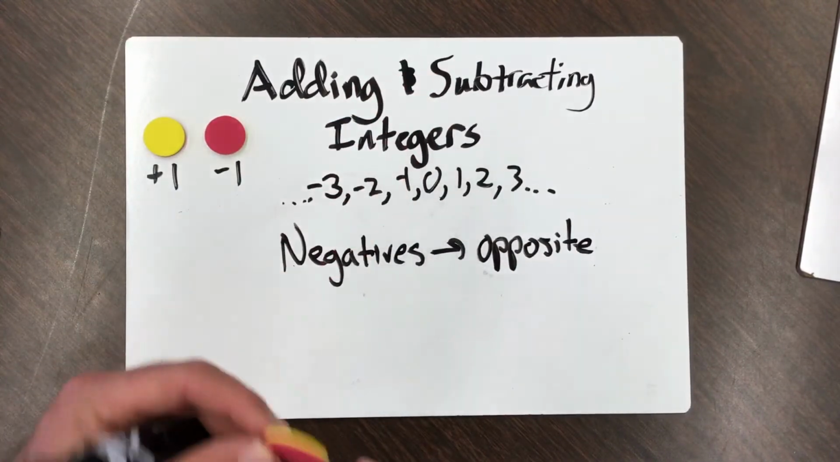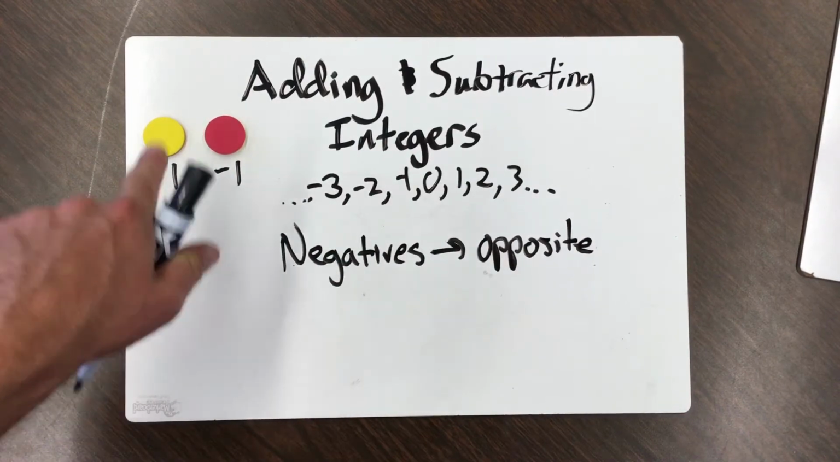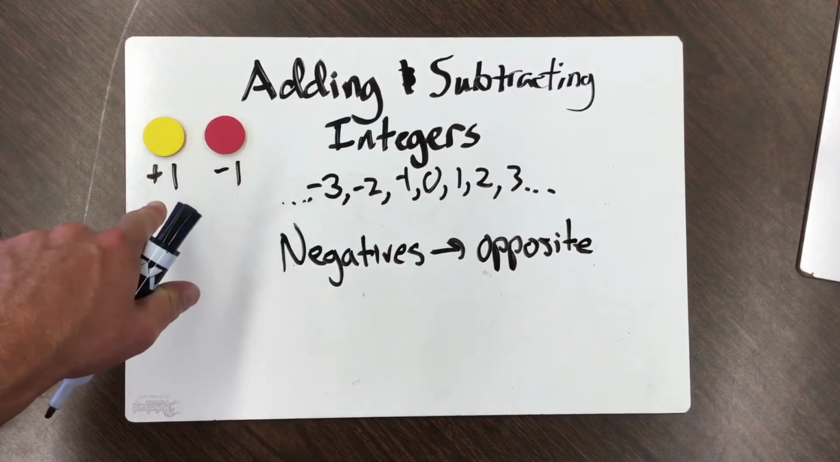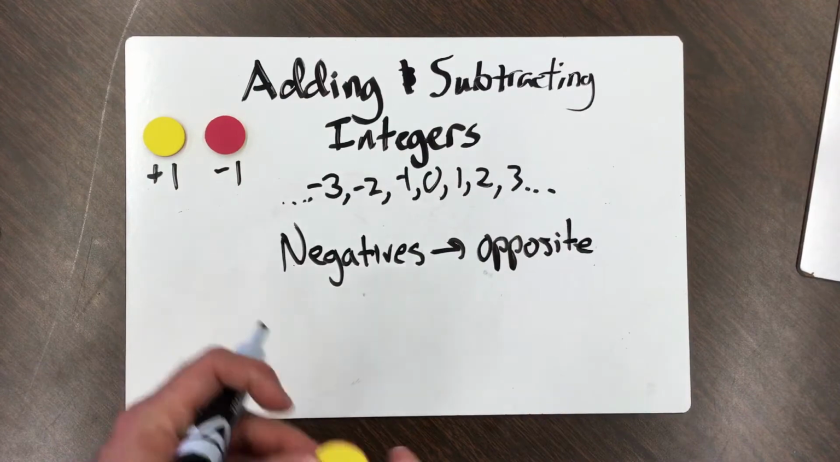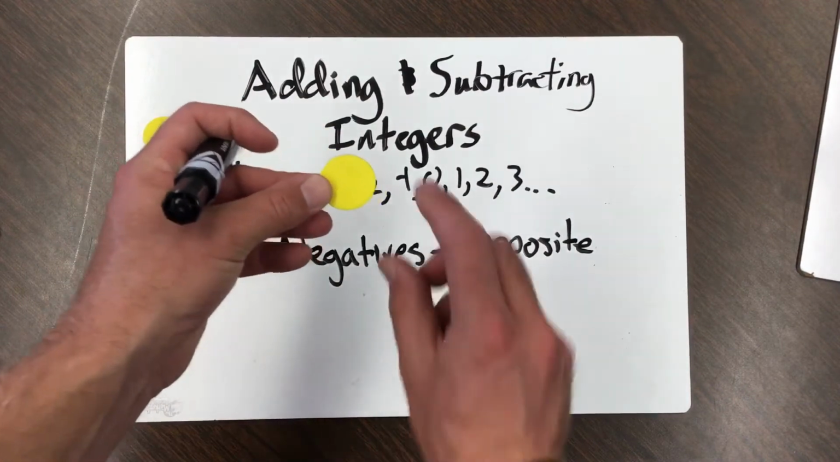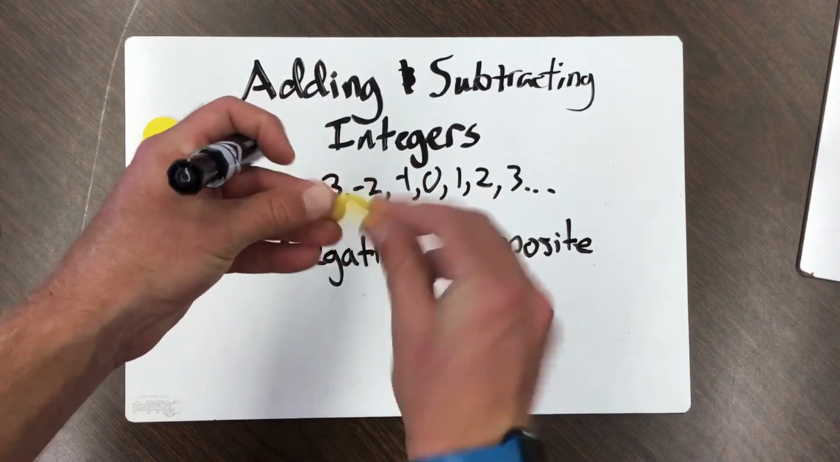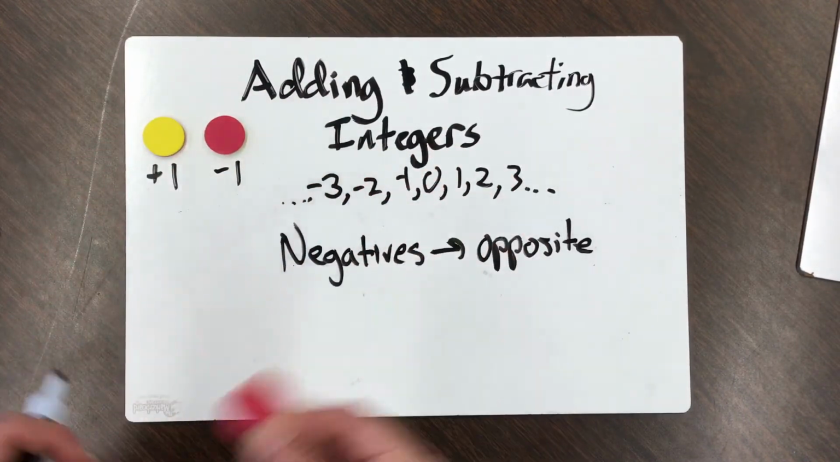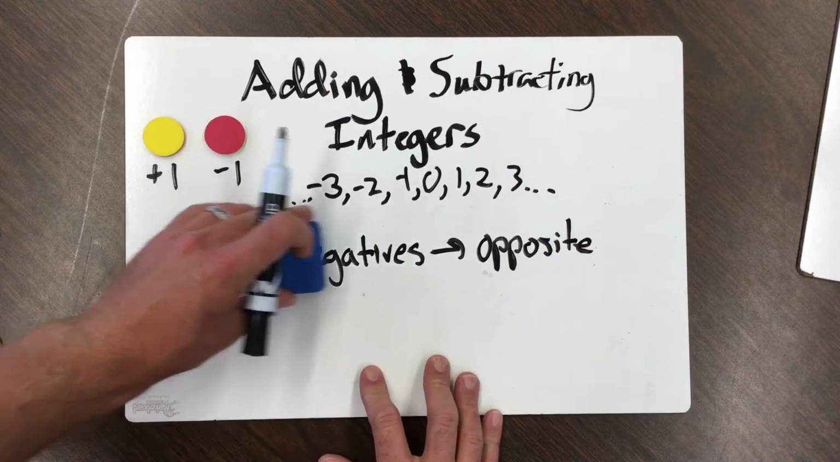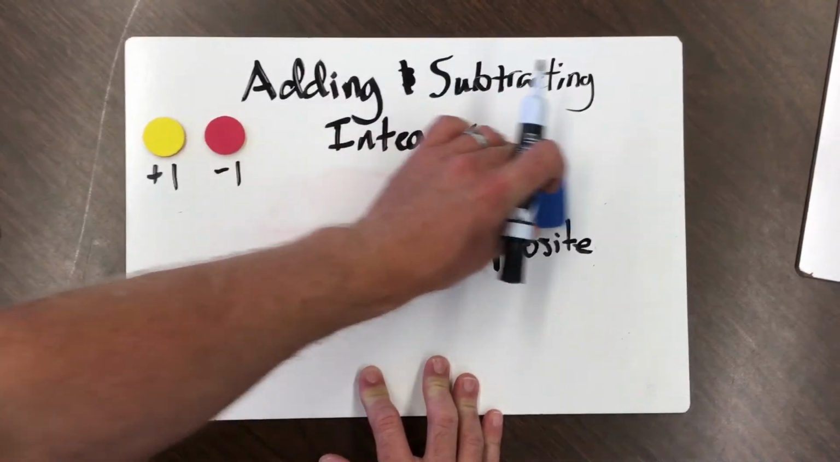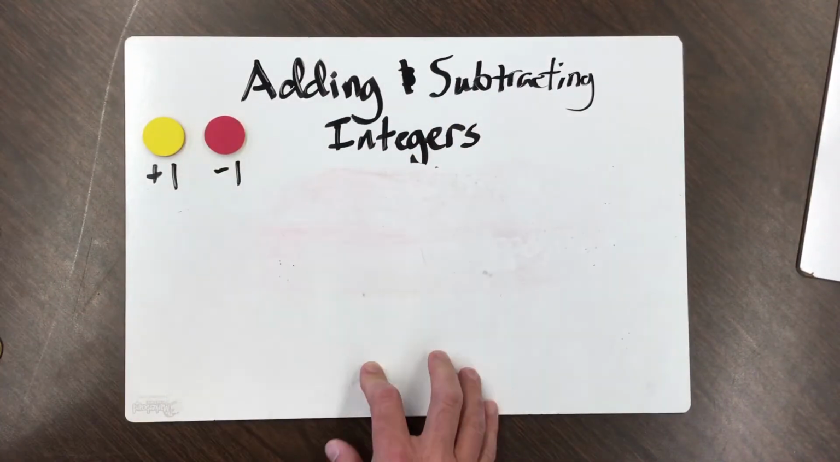If we look at how these counters work, we say that the yellow side is +1 and that the red side is -1. They're opposites of each other. And when we think about how do I find the opposite of the yellow side? I flip it over and I get the red side. That's going to come in really handy for us. So let's take a look at some examples and see how we do this.